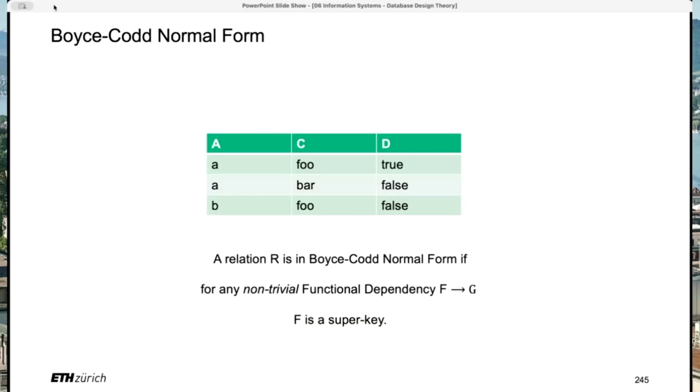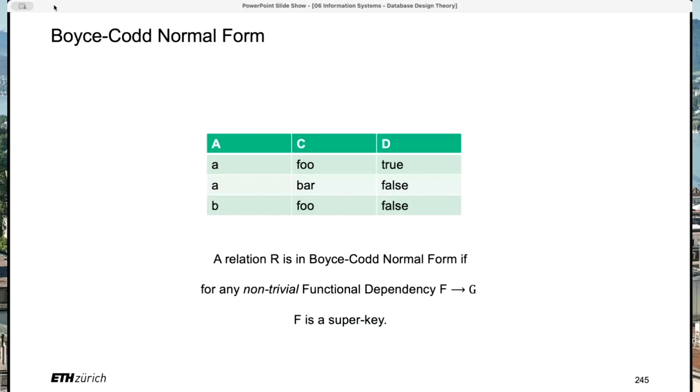I added "trivial" because we don't care about the trivial ones, right? Where we have A determines A or that kind of thing. This, of course, we don't care about. That would always be true, but we don't care about them. They're just trivial. So I really mean the functional dependencies that are non-trivial, that are of interest to us. So this is the Boyce-Codd normal form.